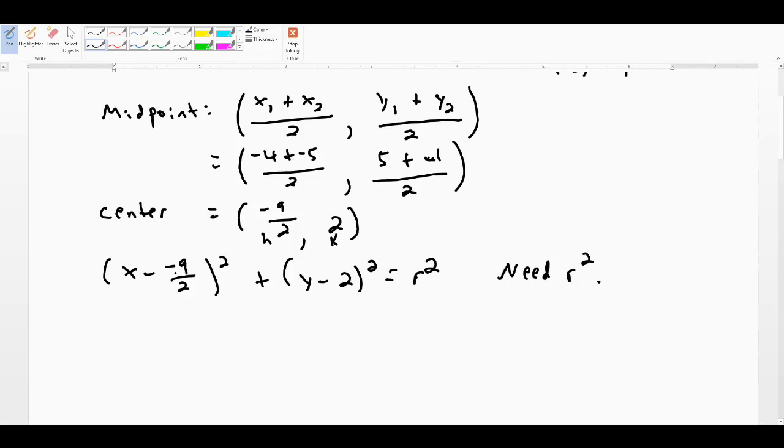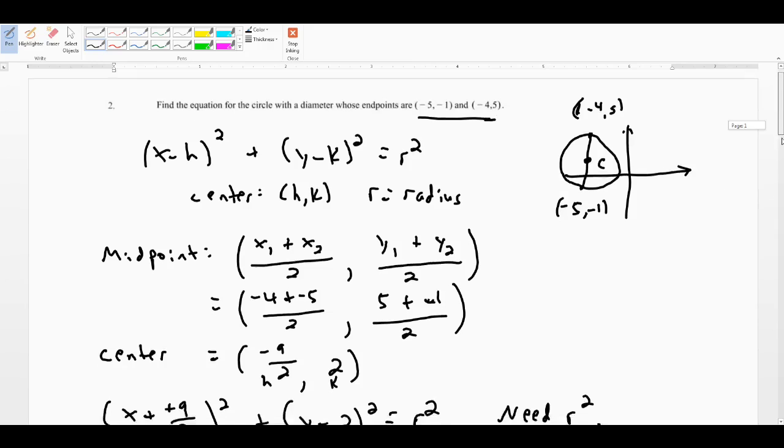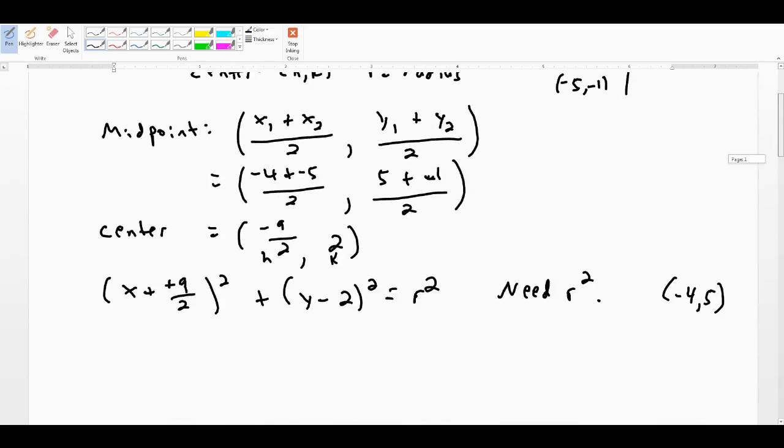But before we do that, notice that the minus and a minus makes that a positive. So it's actually (x + 9/2) squared. Now in order to find our r squared, we need an x and a y. Well, x and y represents all the points on the circle. And as you can tell, we have 2 different points on the circle, (-4, 5) and (-5, -1), because those were given. So just choose one of those. I'm going to choose the one that has the fewest negative signs, (-4, 5), because there's the fewer negative signs.